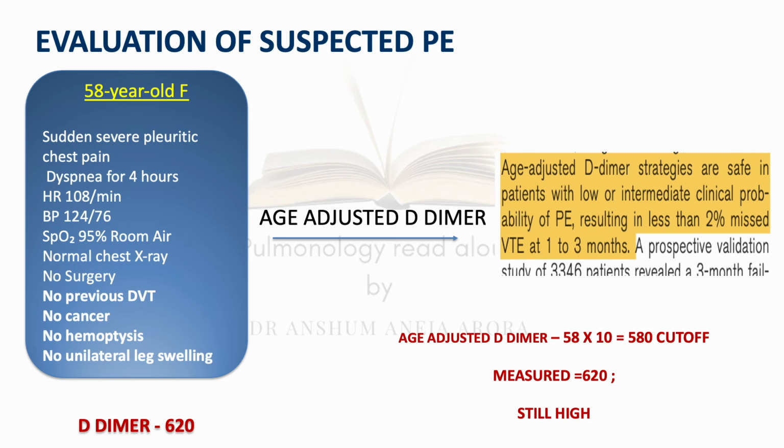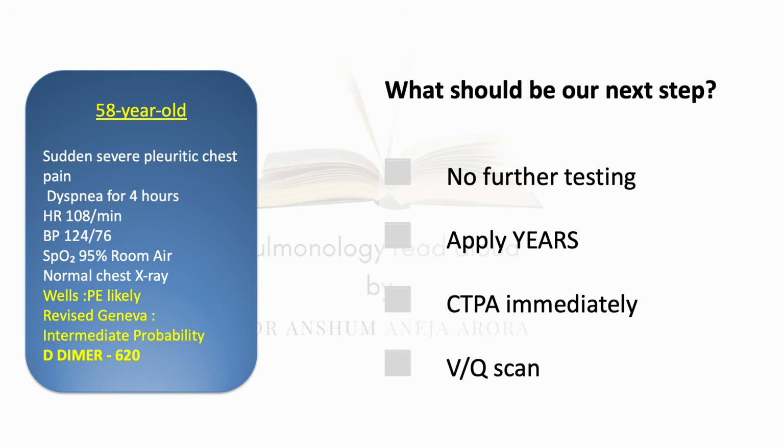Now, the criteria of age adjustment is just multiply the age by 10, and that becomes your predicted cutoff. So, for our patient who's 58 years, 58 multiplied by 10, 580 is the predicted age adjusted cutoff. What is our measured D dimer here? 620, which is still high. So, that means our patient is still having a high probability of PE, and we must go further in the algorithm. So now we've established that our patient has a positive D dimer.